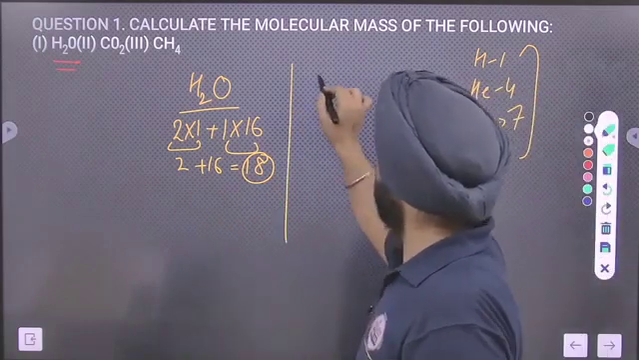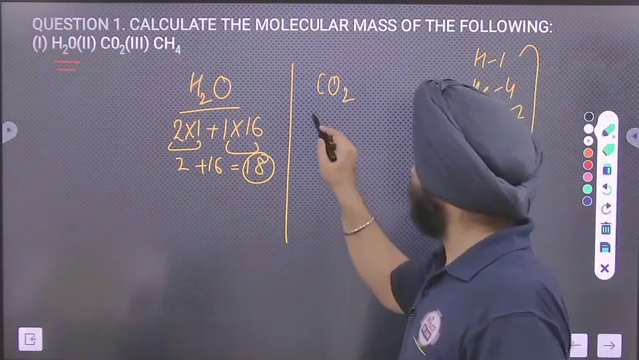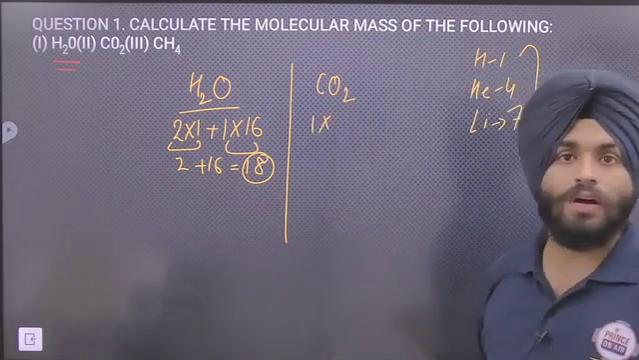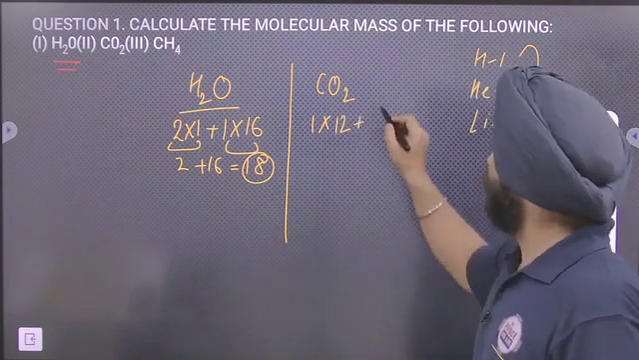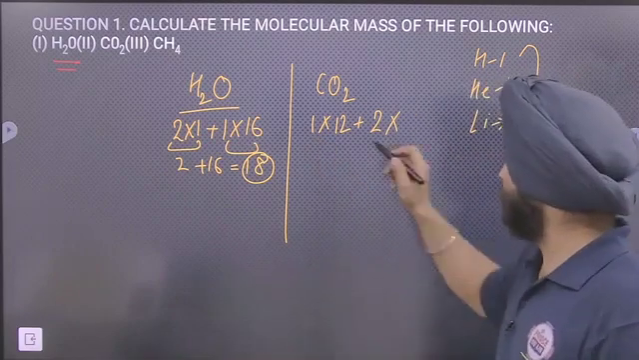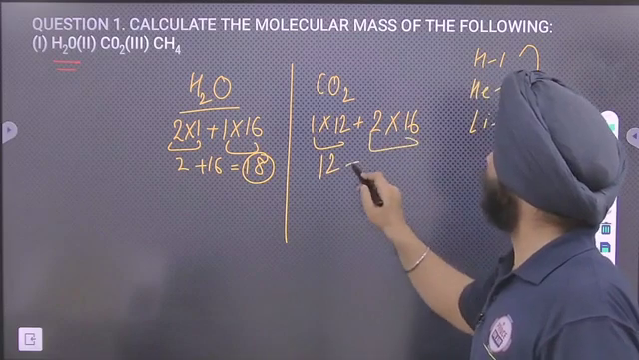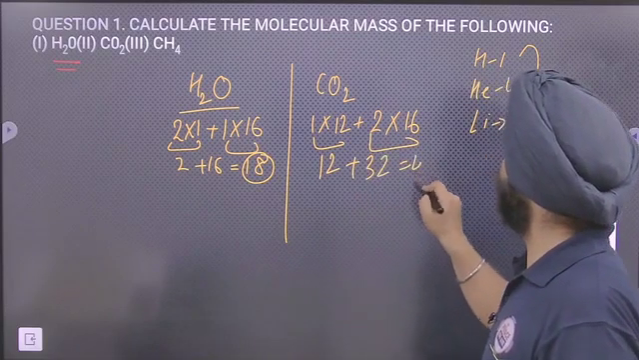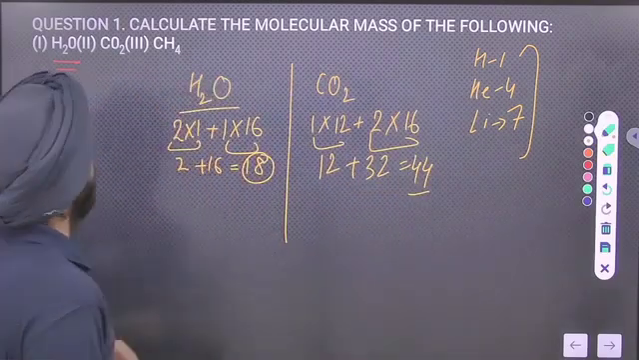Similarly for carbon dioxide, the number of carbons is 1 and the atomic mass of carbon is 12, plus the number of oxygens is 2 and the atomic mass of oxygen is 16. So 12 plus 32 comes out to be 44 units. Clear?